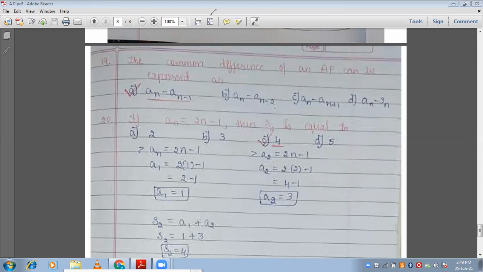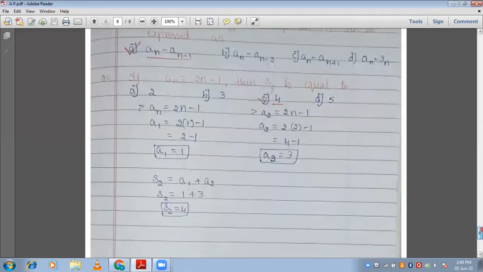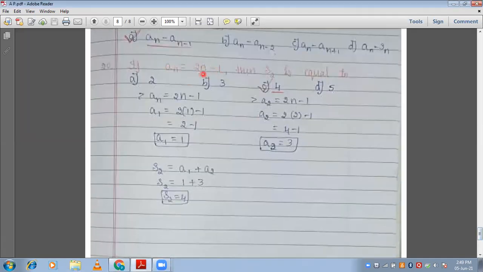20th question. If AN is equal to 2n minus 1, then S2 is equal to dash. S2 means the sum of the two terms. The sum of the two terms means A1 plus A2. You need to find out A1 and A2 separately. We know AN is equal to 2n minus 1. First find out A1. You got A1 is equal to 1. For A2, you will get 3. So 1 plus 3, S2 is equal to 4.